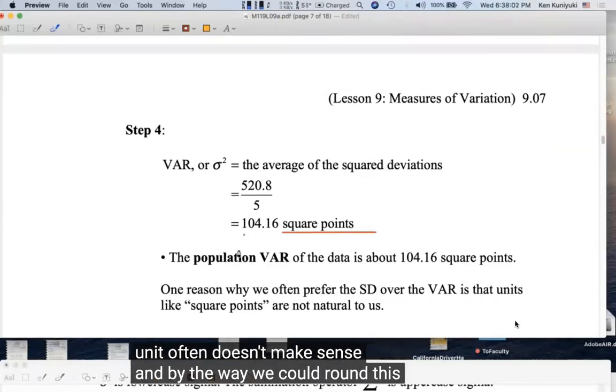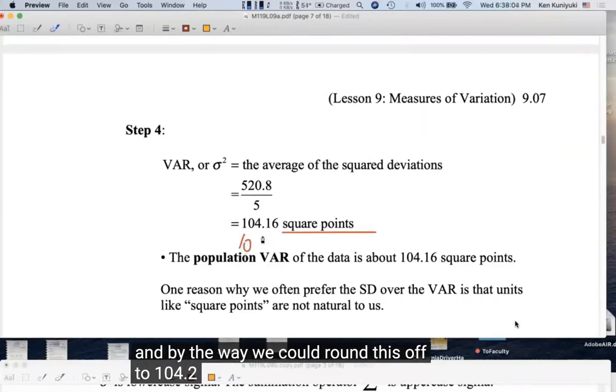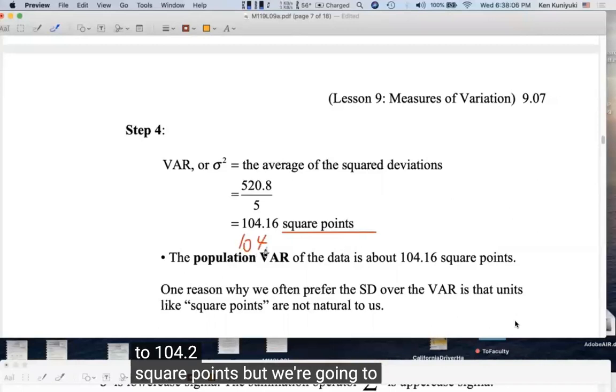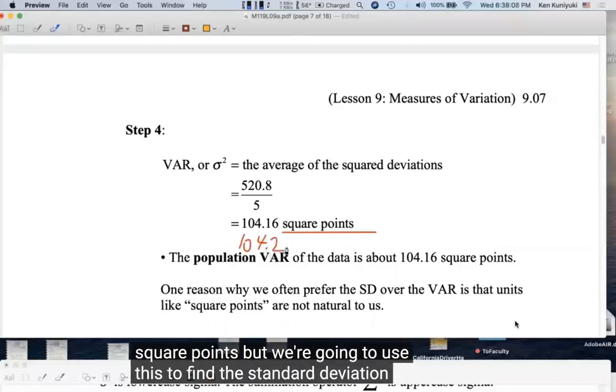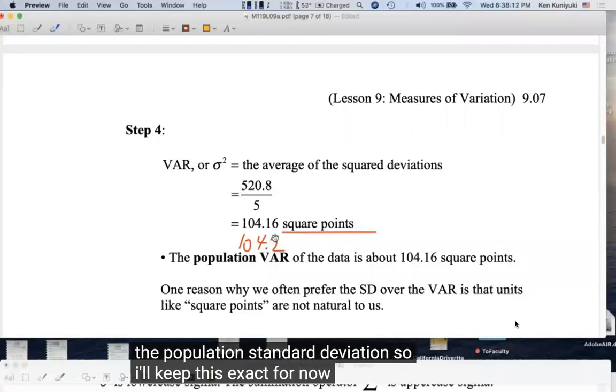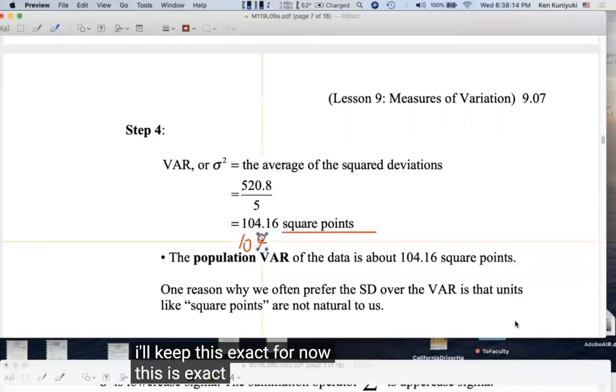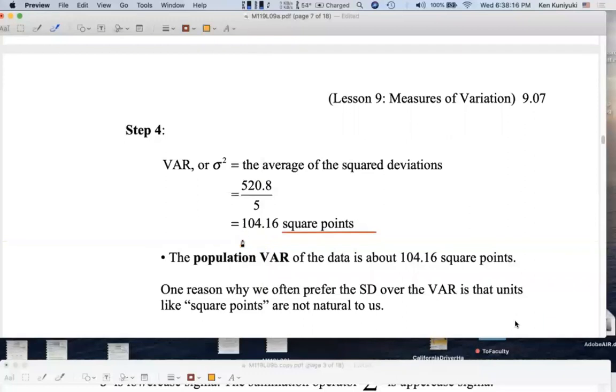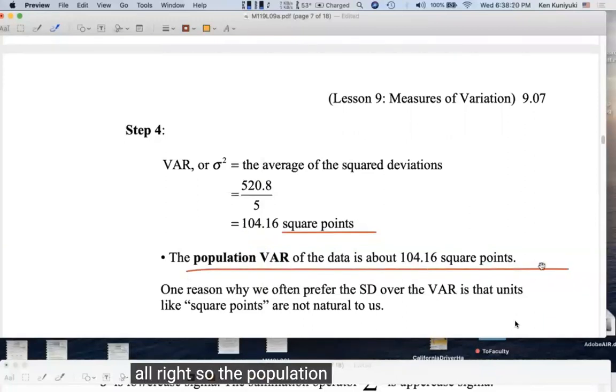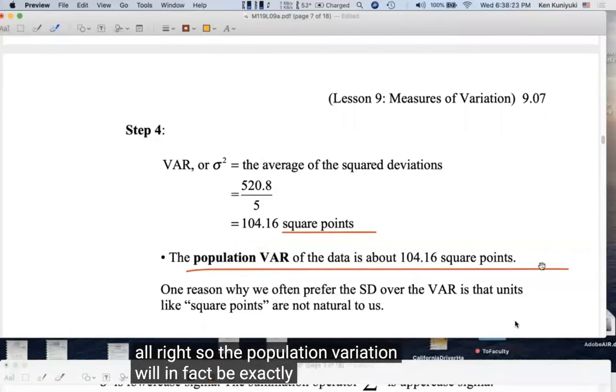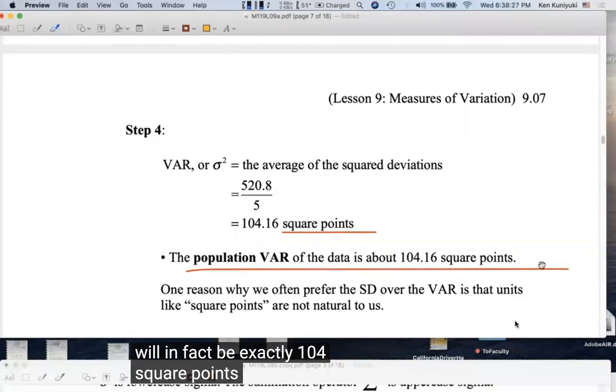And by the way, we could round this off to 104.2 square points, but we're going to use this to find the standard deviation, the population standard deviation. So I'll keep this exact for now. This is exact. All right, so the population variance will in fact be exactly 104.16 square points.